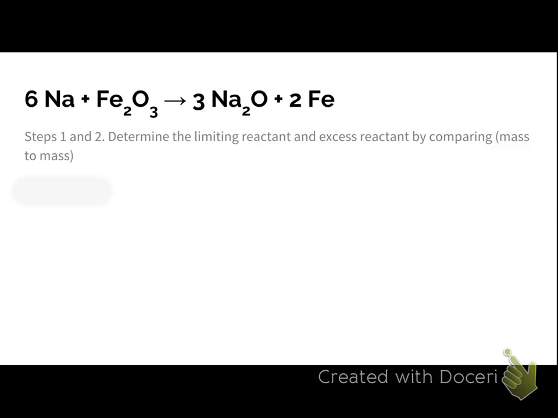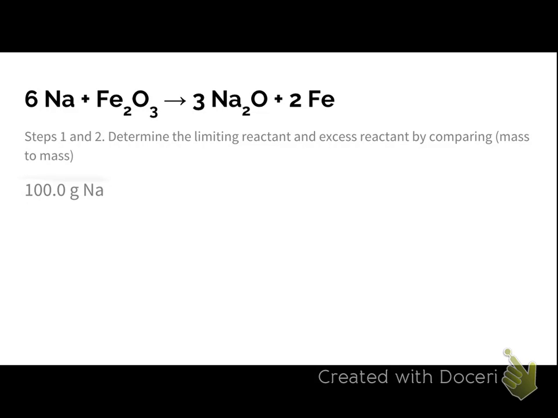All right, so up here is your balanced equation. 6 sodiums plus 1 iron 3 oxide will give us 3 sodium oxides plus solid iron. So our first step and our second step, these are the first two things that we needed to determine. We need to find the limiting reactant and the excess reactant by comparing them. This is just doing that basic stoichiometry that you've done before, where you're comparing one mass to the next.